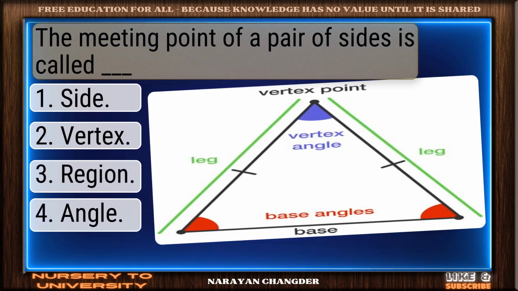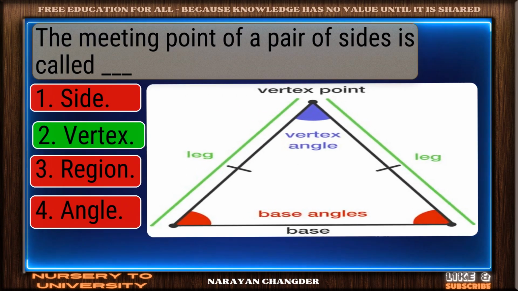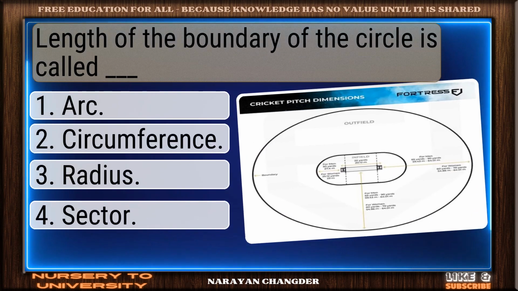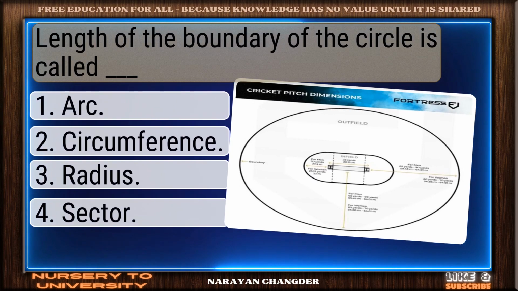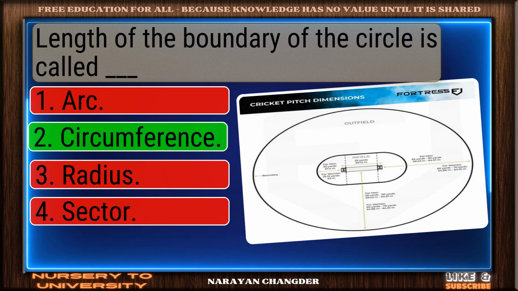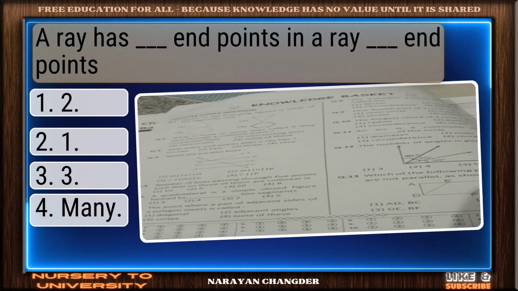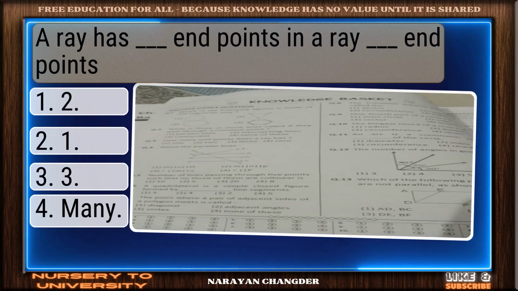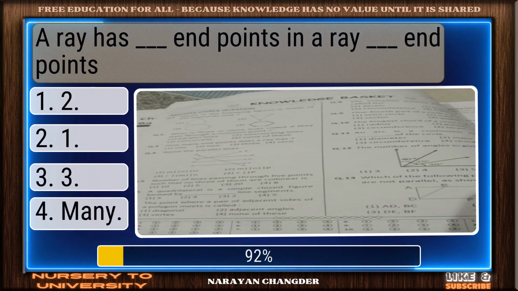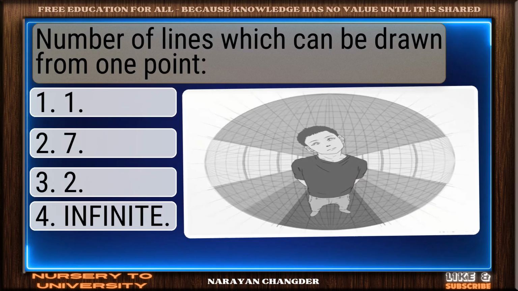The meeting point of a pair of sides is called dash. You chose vertex, and it is correct. Length of the boundary of the circle is called dash. Correct response. Circumference is the most accurate answer. A ray has one endpoint and a dash has 2 endpoints. Nice work. You chose 1 and it is correct.